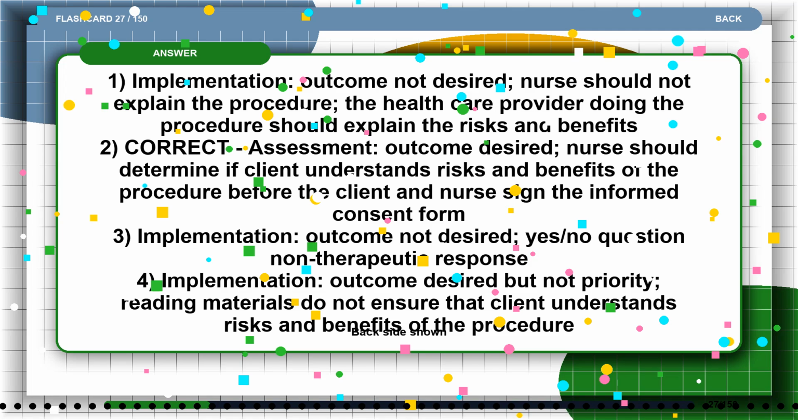The answer is 2. Implementation. Outcome desired. Nurse should determine if client understands risks and benefits of the procedure before the client and nurse sign the informed consent form. 1. Implementation. Outcome not desired. Nurse should not explain the procedure. The healthcare provider doing the procedure should explain the risks and benefits. 3. Implementation. Outcome not desired. Yes/no question is a non-therapeutic response. 4. Implementation. Outcome desired, but not priority. Reading materials do not ensure that client understands risks and benefits of the procedure.